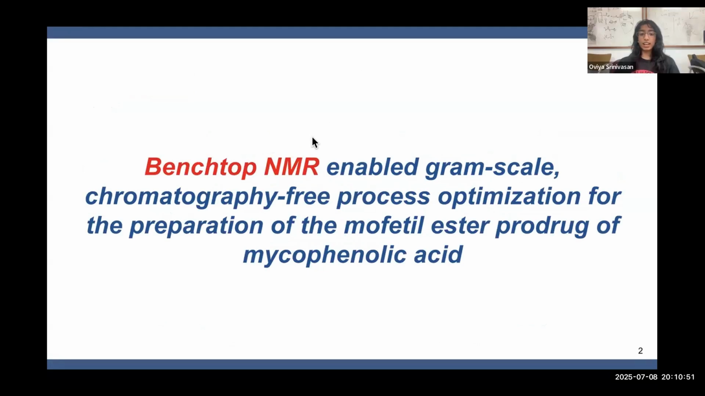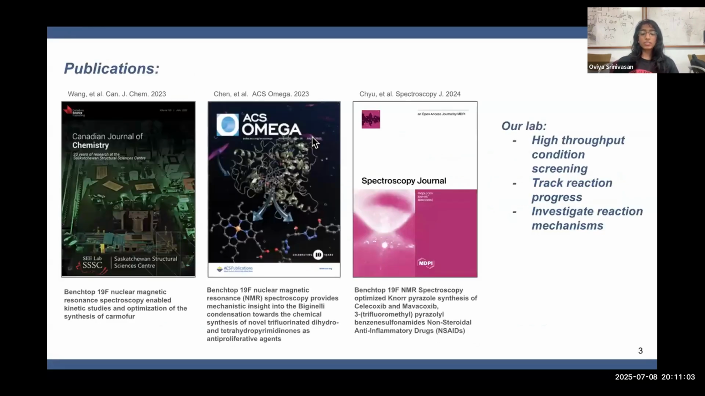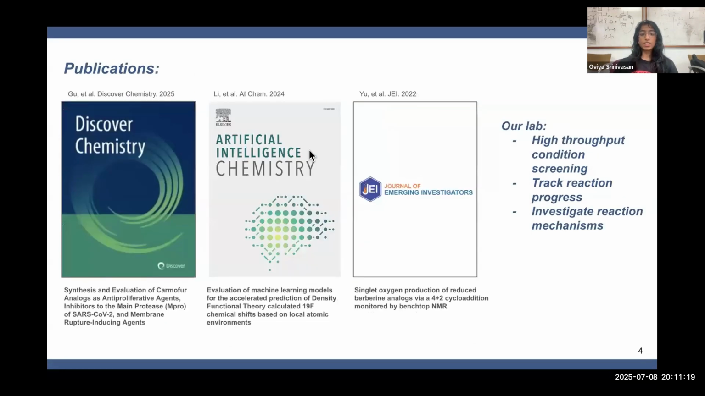Benchtop NMR is an analytical tool that can be used to determine product, track reaction progress, and investigate complex multi-component mixtures. Our laboratory previously utilized 19F NMR spectroscopy for high-throughput reaction condition screening in the optimized synthesis of chromatographic analogs, trifluoromethylated pyrazoles, and to investigate the mechanism of the Biginelli multi-component reaction. We also used it for the synthesis of other chromatographic analogs, machine learning and density functional theory-based chemical shift prediction, and to synthesize reduced berberine analogs.